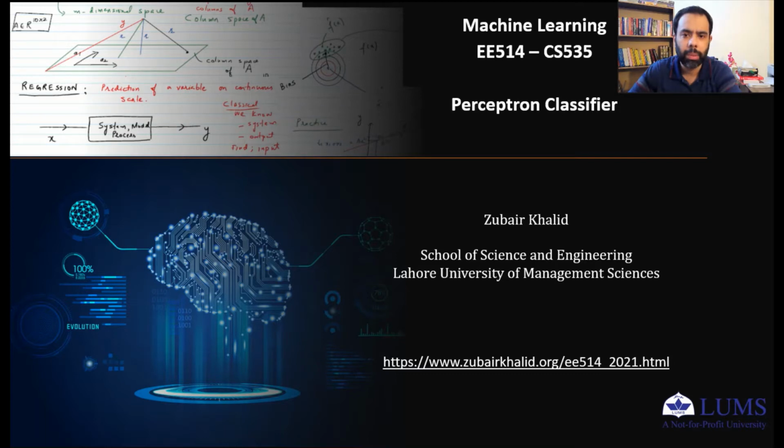We were talking about logistic regression, which we use to carry out classification in machine learning. Next, we will talk about two algorithms that are also used for classification. The first one is Perceptron Classifier, and the next we will talk about support vector machines.